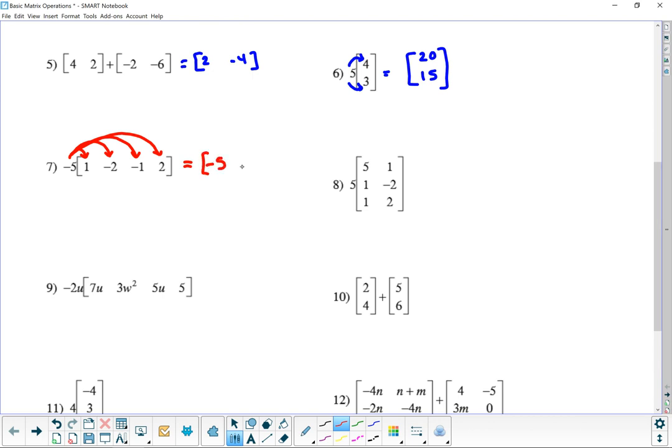I only left like around semester. Negative 5 times 1, negative 5 times negative 2. Negative 5 times negative 1 is 5. Negative 5 times 2 is negative 10.